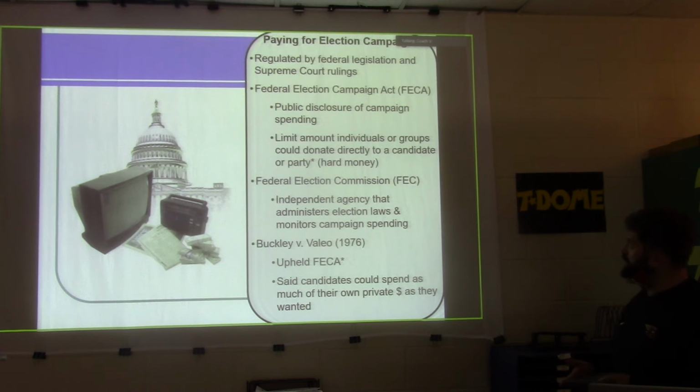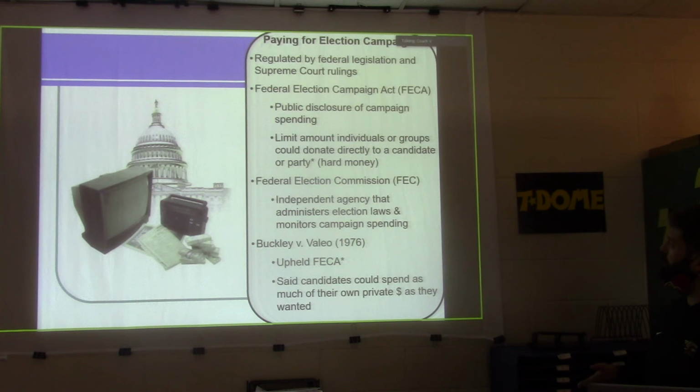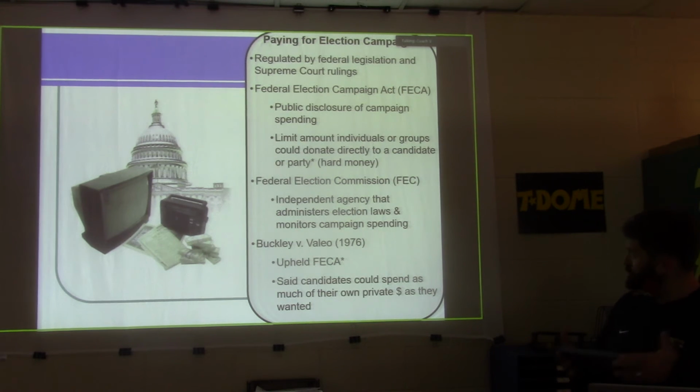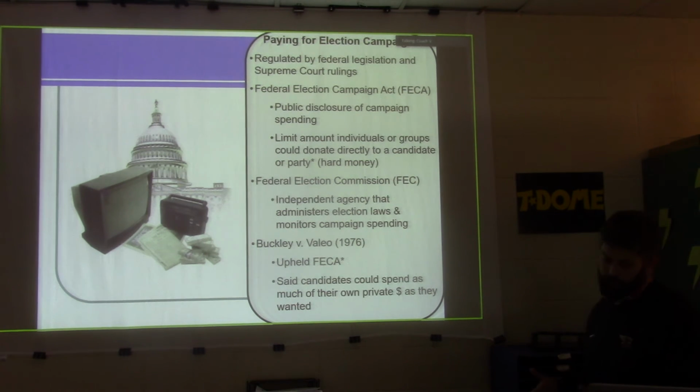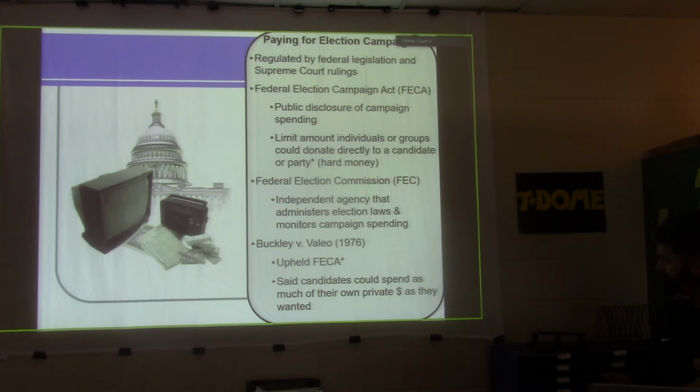All right, so paying for election campaigns, we got some weird things here. So it's regulated by federal legislation and Supreme Court rulings. So we have the Federal Election Campaign Act, FECA. This is public disclosure of campaign spending, so the public gets to see what the campaign spends money on. They limit the amount individuals or groups could donate directly to a candidate or party. That's called hard money. Then you have the Federal Election Commission, the FEC, an independent agency that administers election laws and monitors campaign spending.